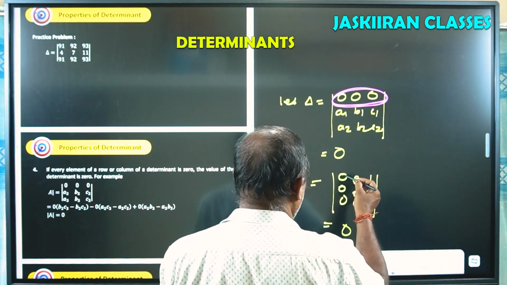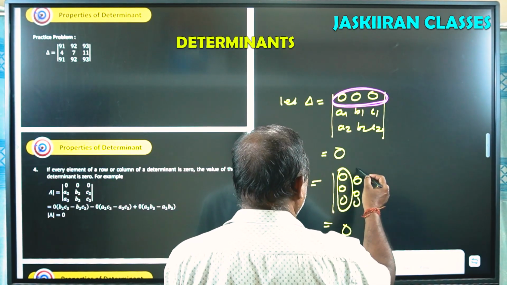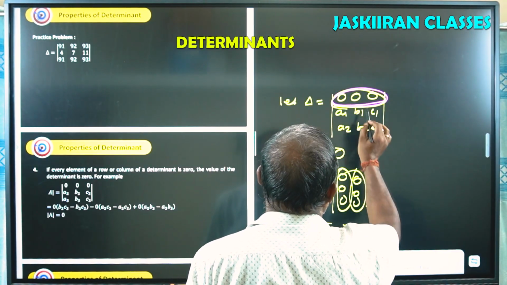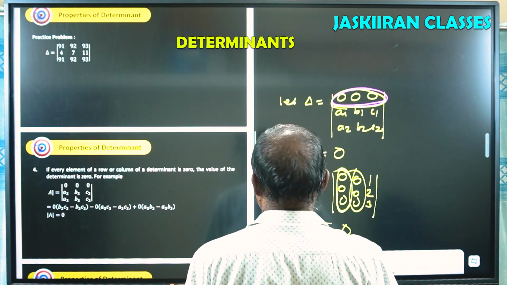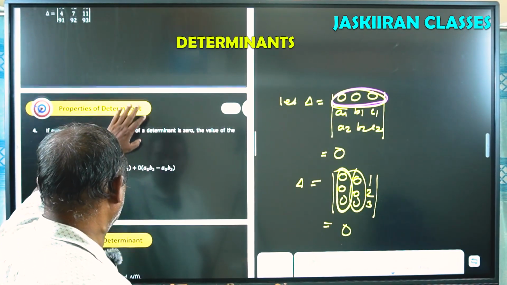Why is it 0? Because one column has all elements 0 and the second column is also 0. That means if any one row or any one column contains all 0 elements, then the value of the determinant is 0.